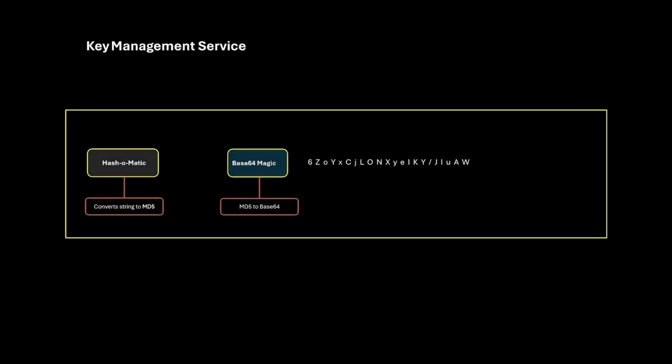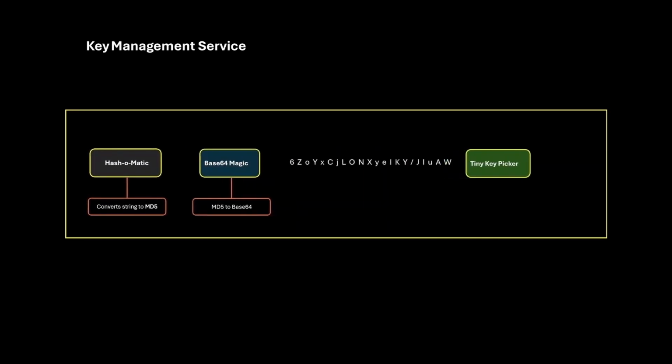Let's look at what we have discussed so far. We discussed the hashomatic service, which received the long URL string and converted that string to MD5. Once the MD5 conversion was done, base64 took that MD5 string and converted it to the equivalent base 64 string. Now let's move on and discuss another service, TinyKeyPicker, which will now take that base 64 string and pick up 7 characters from it.